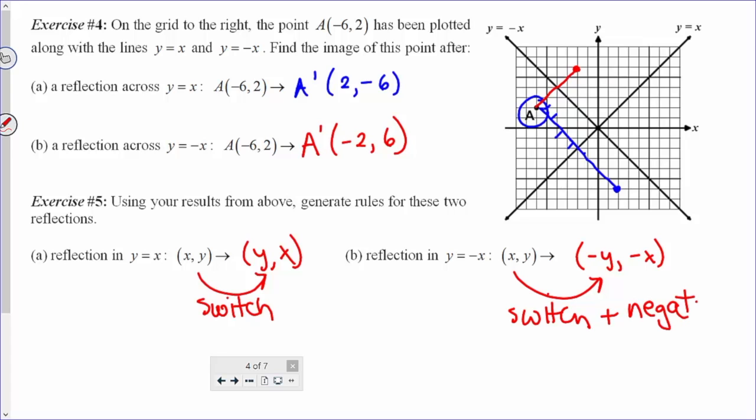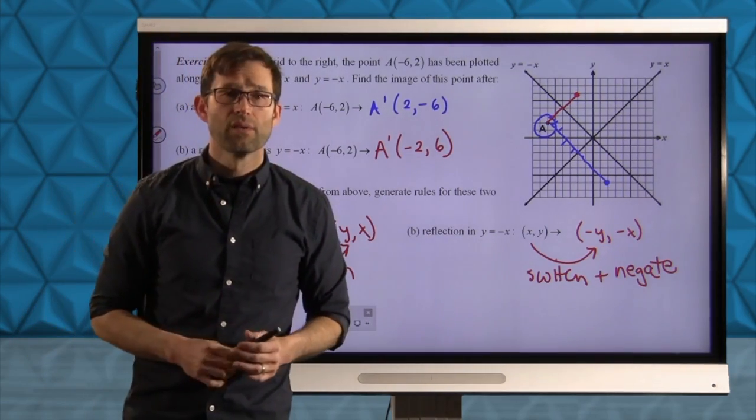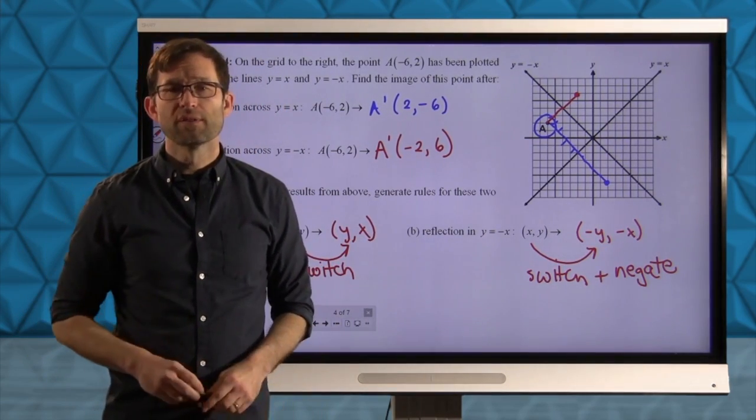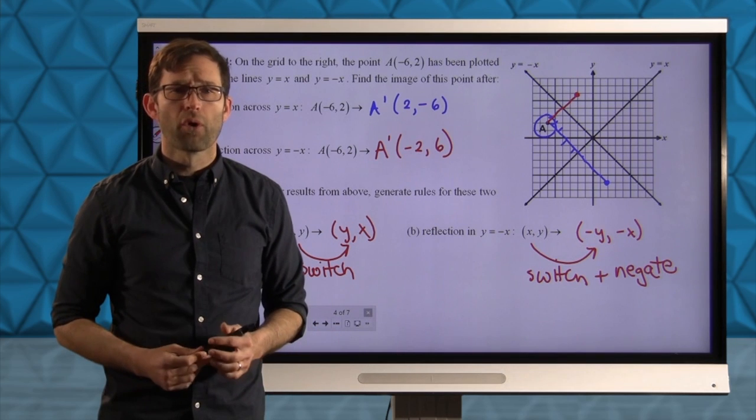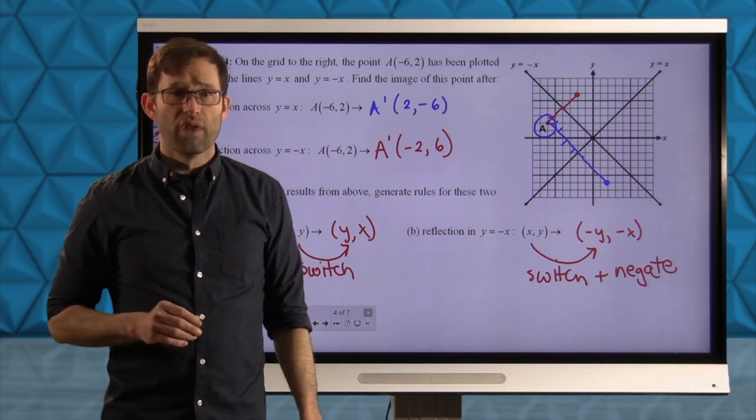Switch plus negate. All right? And again, I would suggest memorizing those. As we move forward in this particular lesson, we've only got a few more problems left, I'm going to actually use the fact that you know these, okay?